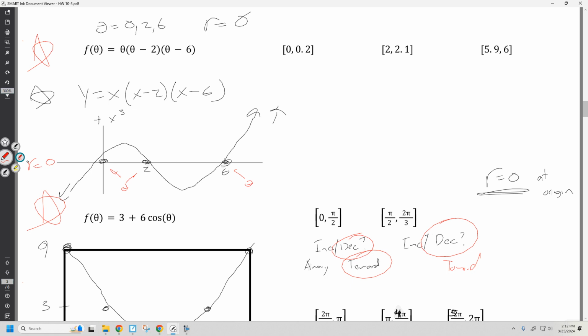From 0 to 0.2, would the graph of r equals theta be going towards or away from the origin? Not from 0 to 2, from 0 to 0.2. You could say the distance between the graph and the origin is increasing, or you could say it's going towards or away from the origin. It's the same answer. You tell me what's going on between 0 and 0.2.